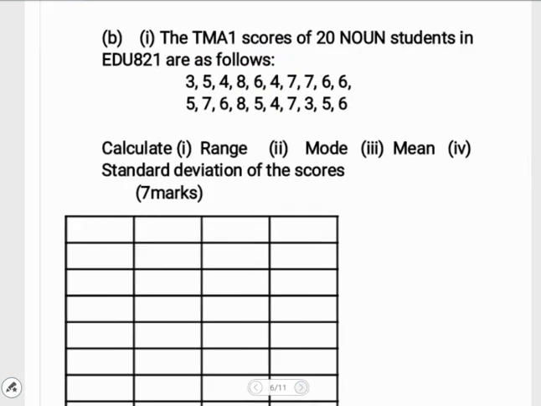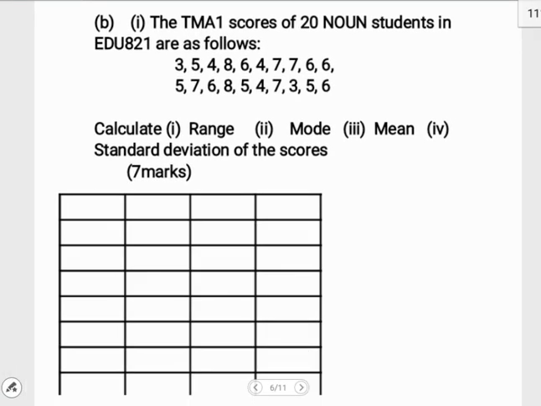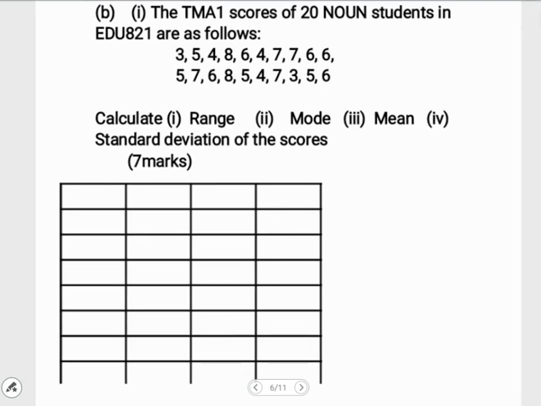All right, let's check the next question. The TMA1 scores of 20 non-students in Edu 821 are as follows. We have them here. We are to calculate the range. We have done this before, but let's quickly run through them to see how we can calculate each of these items.